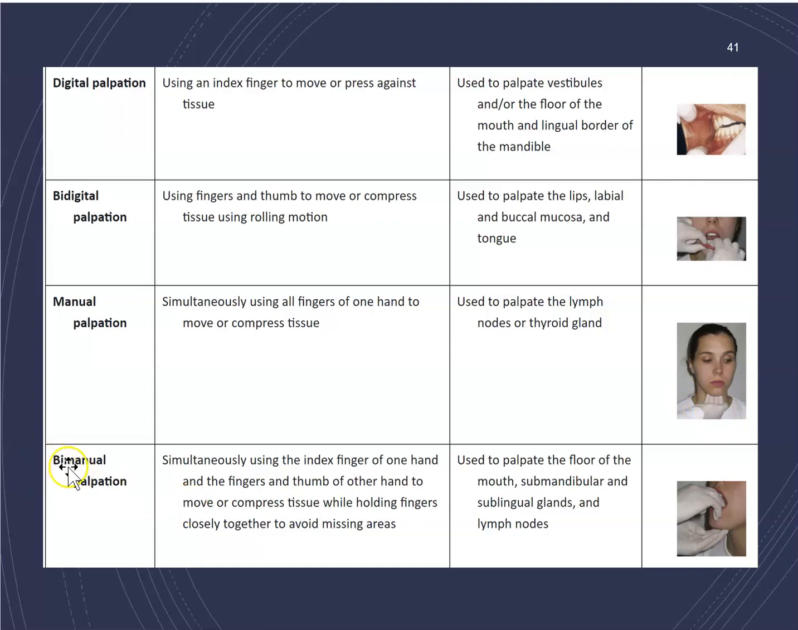And bimanual, bi being the key word, is when you're using two things. So you're using the index finger of one hand and the fingers and thumb of the other hand, and you're palpating the floor of the mouth, the submandibular and sublingual glands, and even the lymph nodes. So bi means you're using two things. When you don't see the word bi in front of it, that means you're just using one finger or one hand.